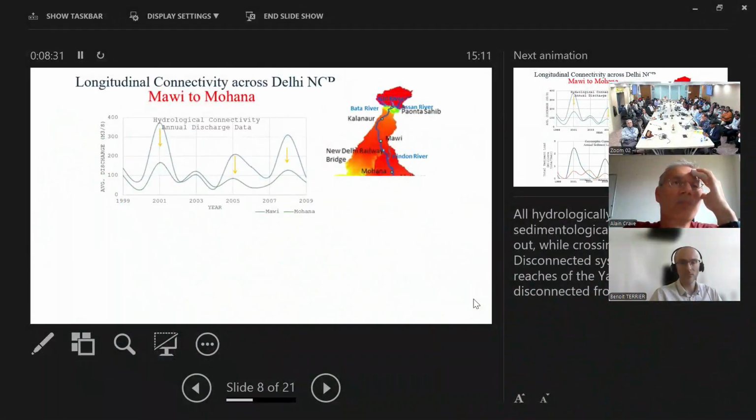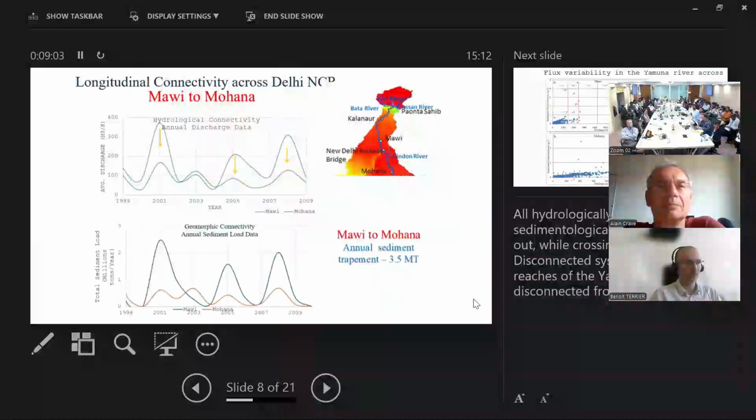Then the assumption was that maybe during flood time it will get connected. So we have taken some of the major flood events, and these are the pulses coming out from the Himalayan region, in blue color. These 2 plots indicate that Mavi and Mohana are the stations upstream and downstream of the Delhi area. There are some pulses coming from the Himalayan area, but they get diluted. Not erosion, these are hydrological pulses coming, and then they get diluted downstream of the Delhi area.